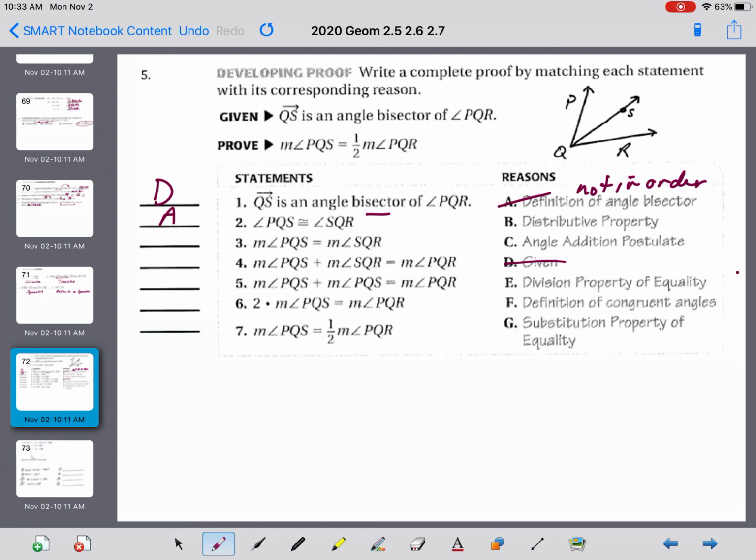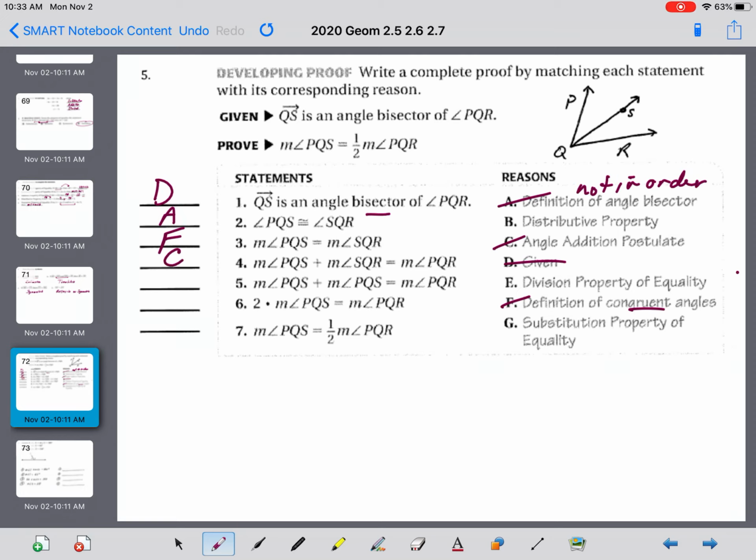Now from 2 to 3, all that's switching is the squiggly to an equal sign. Definition of congruence. And we see definition of congruent angles. That's going to be letter F. Then number 4 replaces PQR with 2 smaller angles that add up to it. So that would be angle addition. That would be letter C.